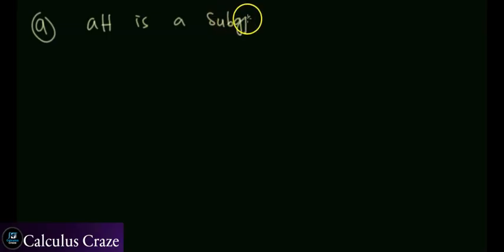The property number 9, and of course it is the last property, says that ah is a subgroup if and only if a is inside h. So if a is inside h, then ah becomes a subgroup, and if ah is a subgroup, then a has to be inside h. Now let's prove.